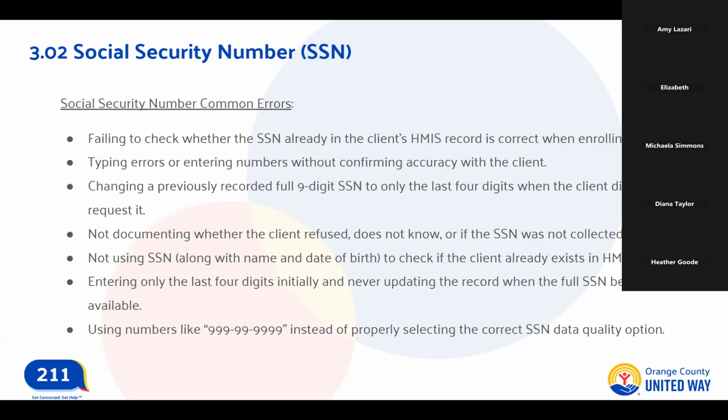Not using a SSN along with the name and date of birth to check if the client already exists in HMIS. Entering only the last 4 digits initially and never updating the record when the full Social Security number becomes available. And using numbers like 999999999 instead of properly selecting the correct Social Security data quality option.